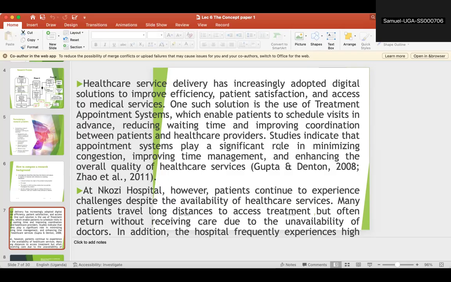Studies indicate that appointment systems play a significant role in minimizing congestion, improving time management, and enhancing the overall quality of healthcare service. Thank you. Now that implies you are not the first person to do this. There are quite a number of other researchers that have already contributed in that line of what? Yes.